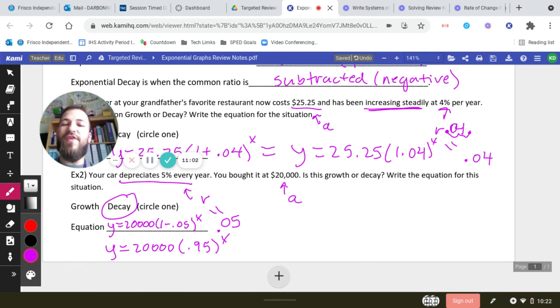All right, y'all, that is exponential functions, exponential growth and decay. Go ahead and complete the review activity.